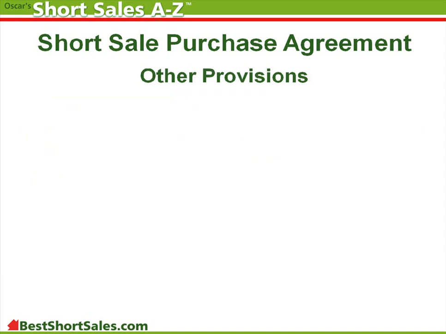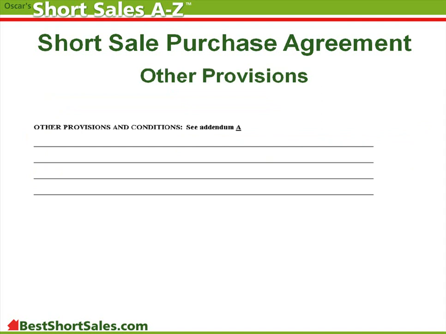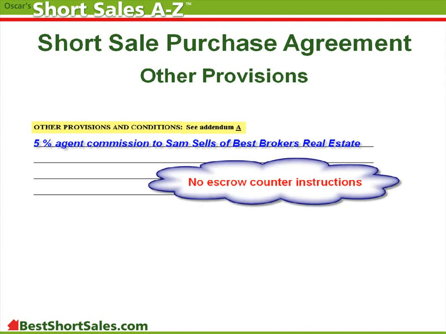Other provisions. This is a good place for adding anything that is not already in the contract. This rarely gets used. The agreement continues. Other provisions and conditions. See Addendum A. We will soon cover this. A good example of an additional provision is 5% agent commission to Sam Sells of Best Brokers Real Estate. No escrow counter instructions can be in this contract. For example, something such as seller to get paid a certain amount at closing would be an escrow counter instruction as well as a risk.